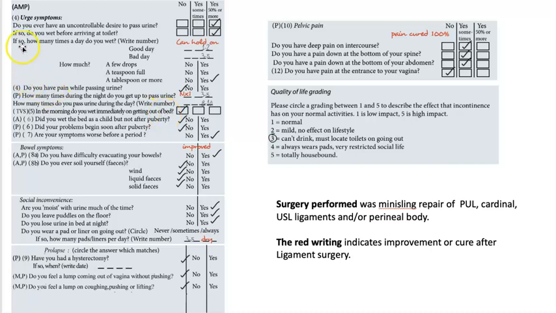Now, you'll see numbers here, 4, 5, 6, 7. These are explained anatomically in the appendix, slide 6. I won't go into them now, but all I'll go into now is the AMP, which tells you which zones, which ligaments can cause these symptoms.